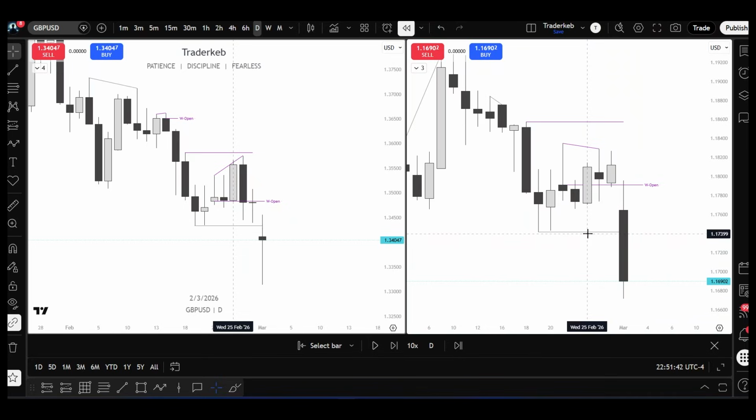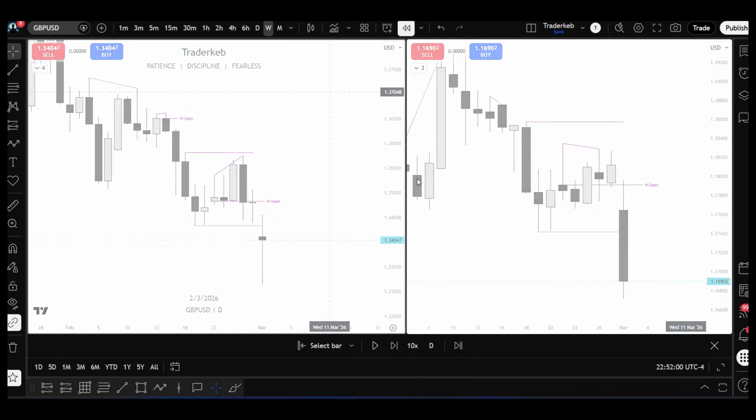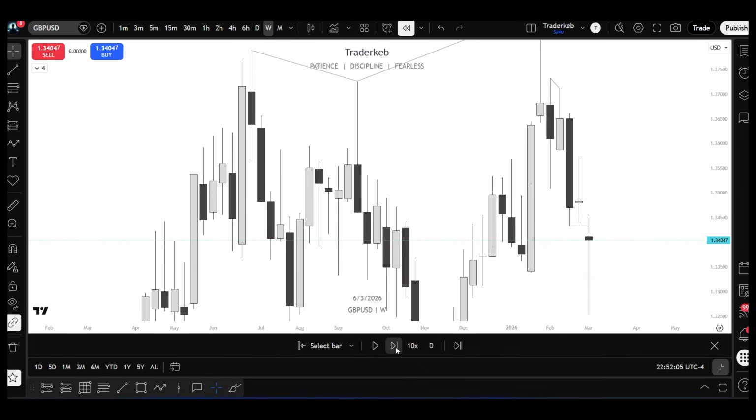And this can only happen if the manipulation occurs late in the week, right? If manipulation occurred late in the week and you didn't have expansion to the draw on liquidity, then the next week, early in the week, you are going to get expansion. So let's see how the next weekly candle formed. Let's take a look.